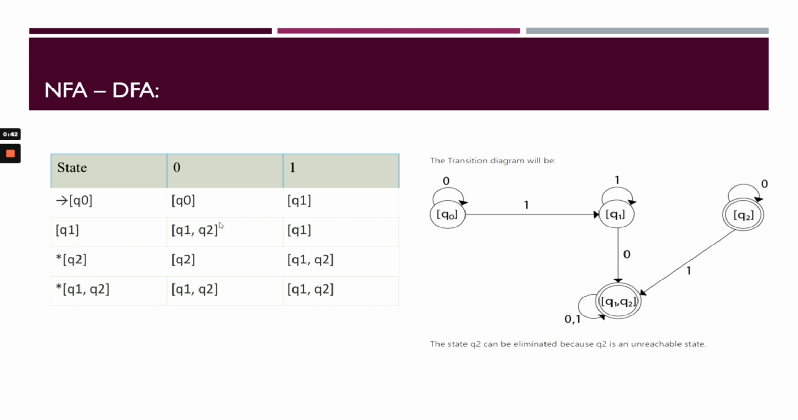So for this transition table, we will draw the transition diagram. From q0, if 0 is the input, it stays in q0, and if 1 is the input, it goes to q1. In this way, we will draw the NFA converted to DFA. So this is the whole method.